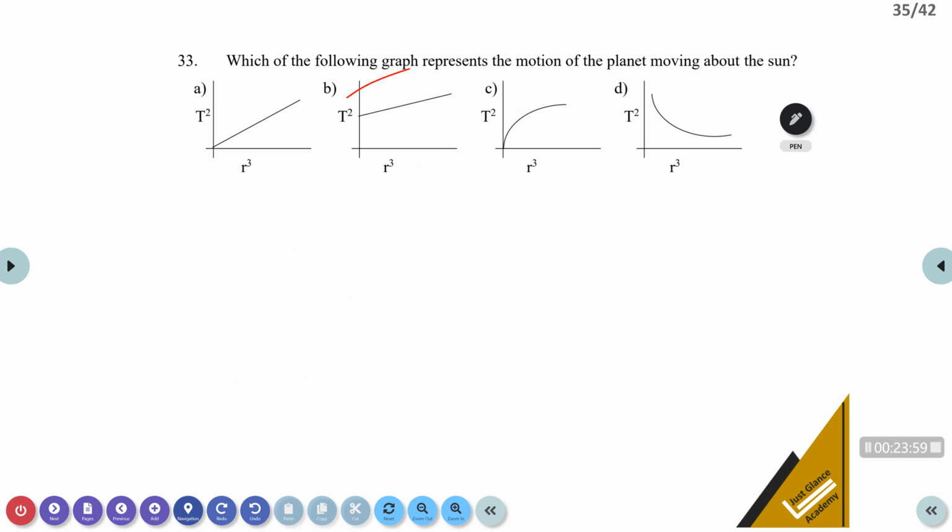Next, in the regular class I told you, T square is directly proportional to what? R. Some of them, their argument is what? Is it not a straight line passing through the origin? No, it will not pass through the origin. The right answer is this one.